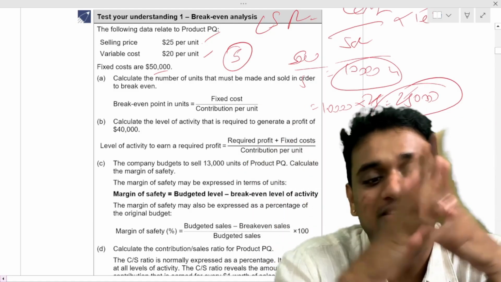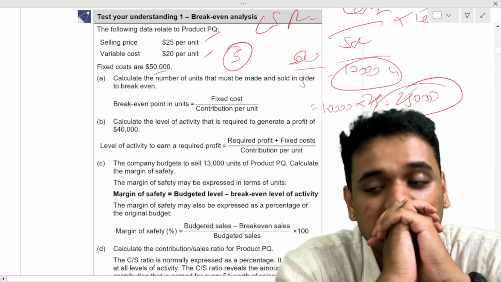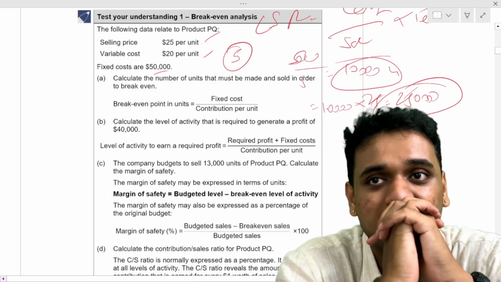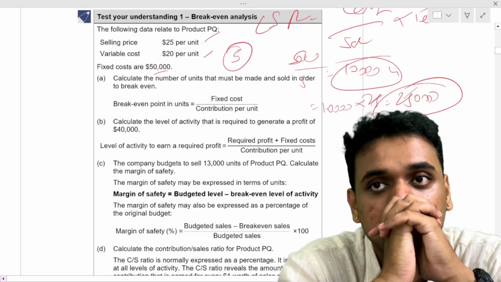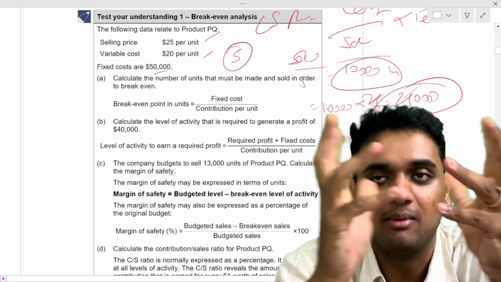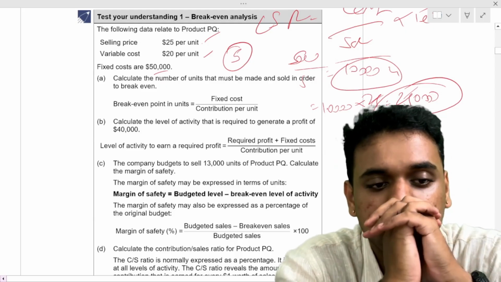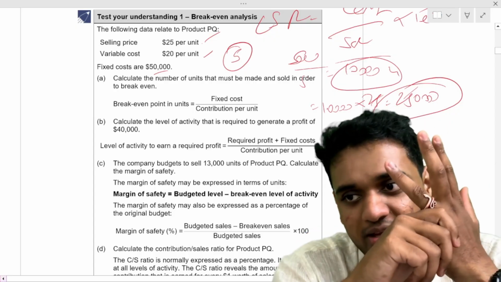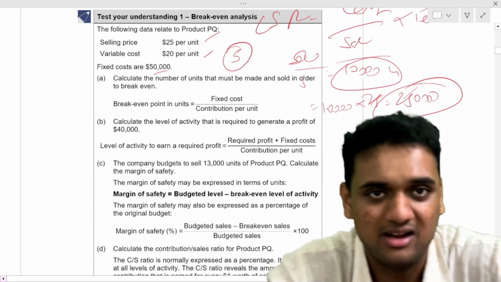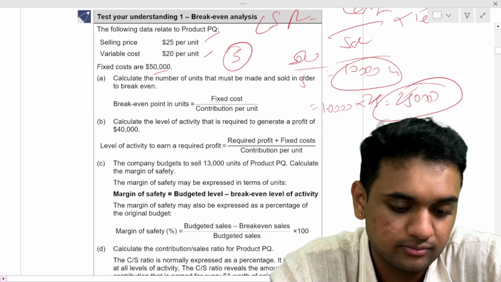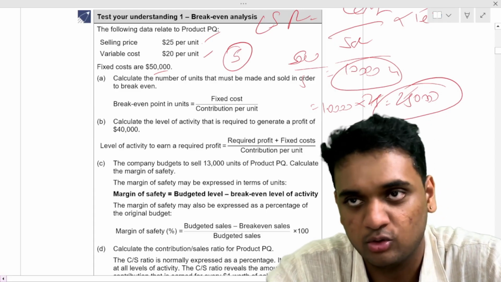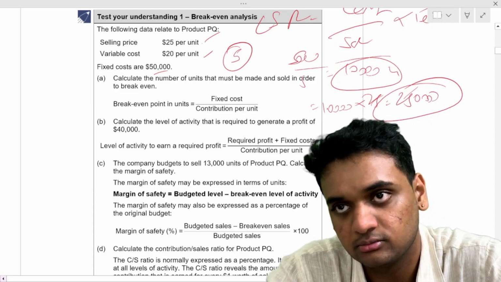What is the margin of safety? The company is expected to sell 13,000 units. What is the margin of safety in units? 3,000. We have 3,000 units as one answer. Any other answer? What is the margin of safety in units? 3,000, 15,000. Any other answer?